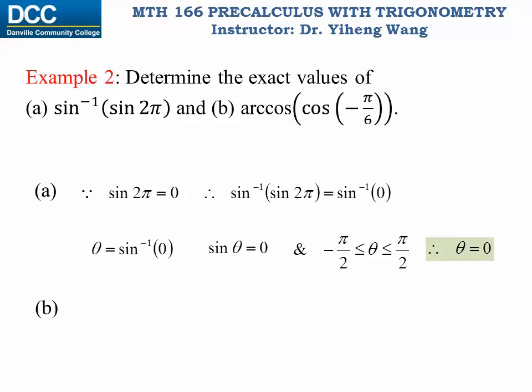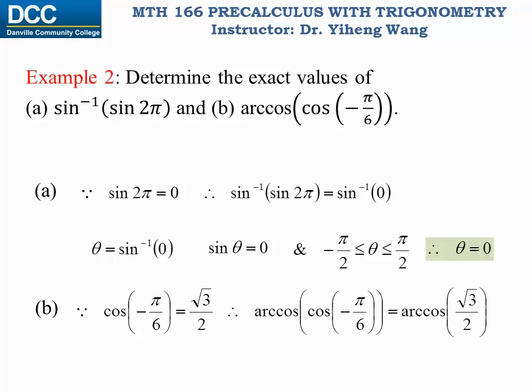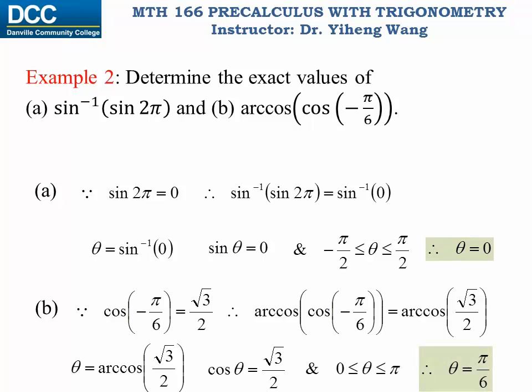Similarly, for part B, because cosine negative 6 pi equals square root of 3 over 2, for this problem we are looking for arc cosine square root of 3 over 2, which means that we're looking for an angle. And what do we know about this angle? We know that cosine theta equals square root of 3 over 2, and theta is between 0 and pi. Therefore, theta can only be positive 6 pi. Once again, the answer is not negative 6 pi.